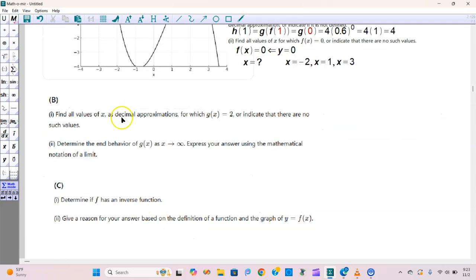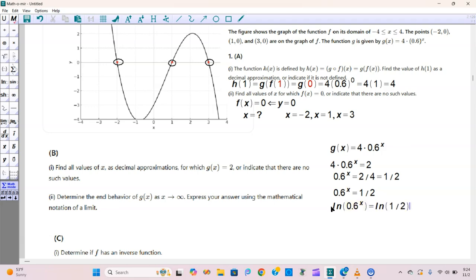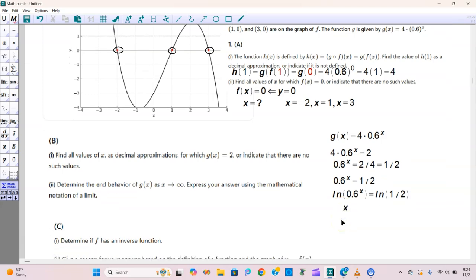Find all values of x as decimal approximations for which g of x equals 2. Remember, g of x is defined as 4 times 0.6 raised to the x. We want that to be equal to 2. So we're going to do 4 times 0.6 raised to the x equals 2, and then you just solve this for x. You're going to have 0.6 raised to the x equals 2/4, which is 1/2. In other words, divide the 4 away. Then you take the natural log of both sides. So ln of 0.6 raised to the x equals ln of 1/2. Bring the x down by the power rule for logarithms. So it's x ln of 0.6 equals ln of 1/2.